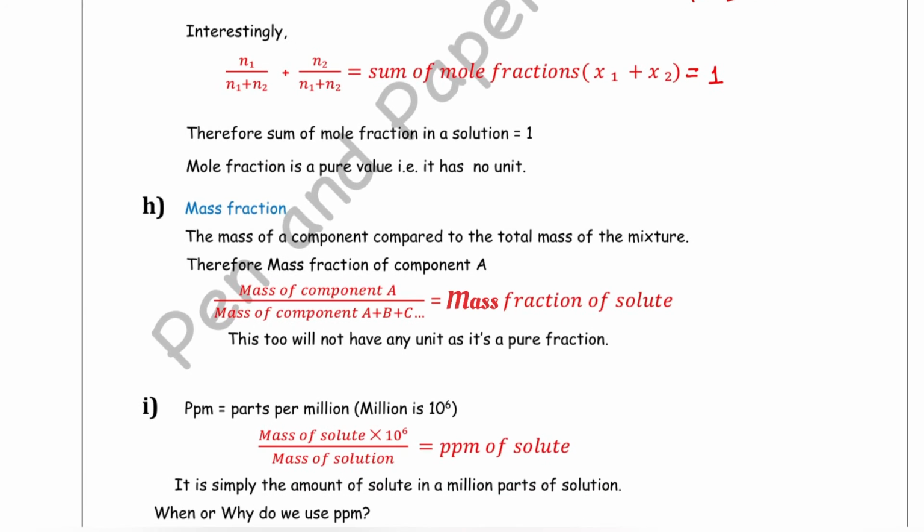Apply the same fundamental when you are talking about mass fraction. That means the mass of component A divided by the mass of each of the components A, B, C, D, however many components you have in a mixture. Again, it will not have any unit. It is a pure fraction. Please, again a request, write down these notes yourself in your own handwriting so that you have better command on the topic.